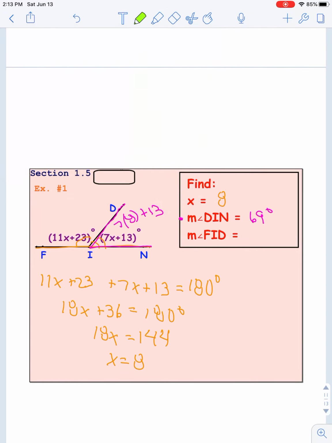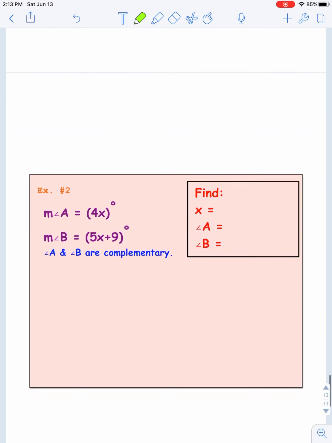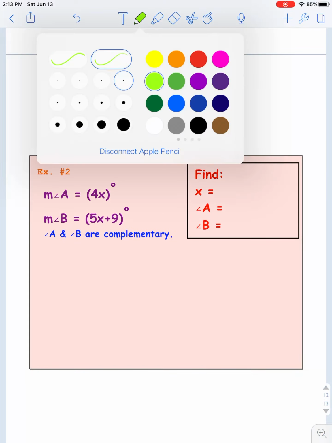Now they want me to find angle FID. Well, the easiest way to find that, since I know they have to add up to 180, is just take 180 and subtract the 69 degrees, and that gives me 111 degrees. Or you could plug that value in, 11 times 8 plus 23.